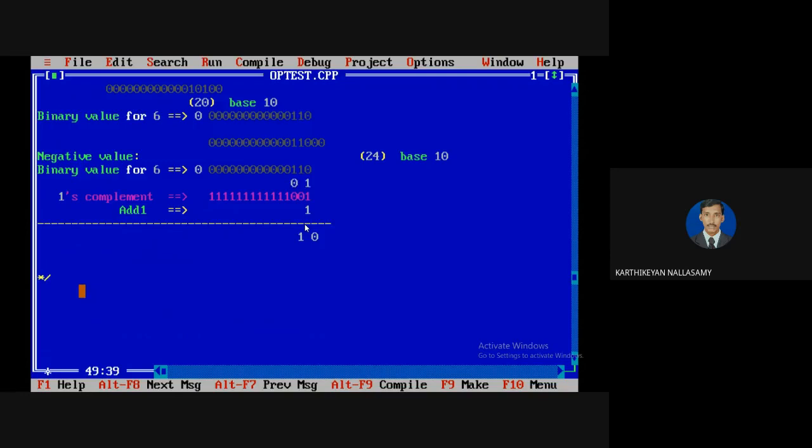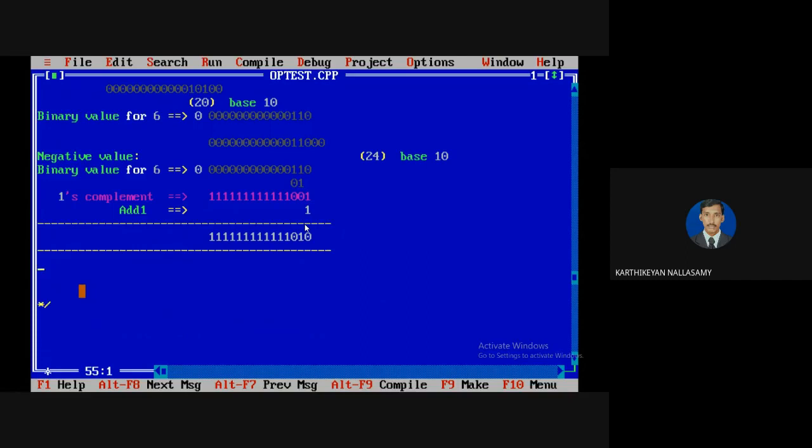And the carry will be forwarded as a 0. 0 plus 0 is 0. For the remaining cases, the carry will be 0. So the remaining answer is 0. So these are the results, 1, 2, 3, 4, 5, 6. This is the result of your 2's complement. If you want, you can do it manually in your notebook also. So now the 6 will be stored like this.